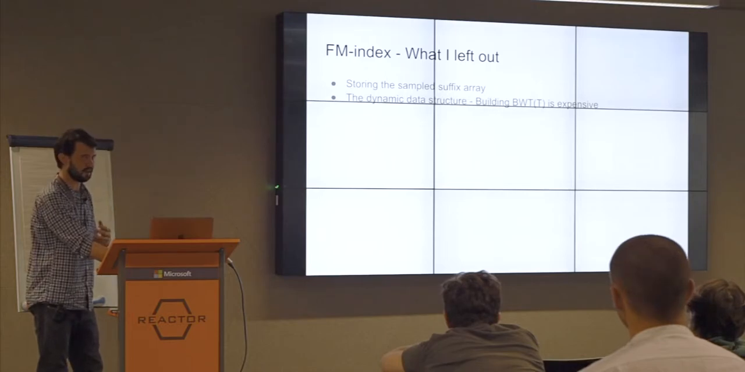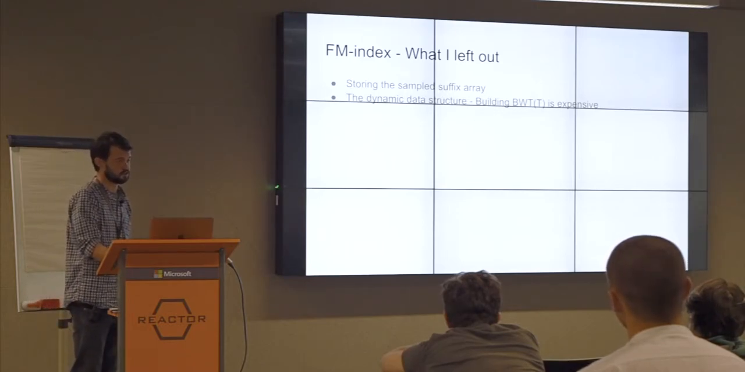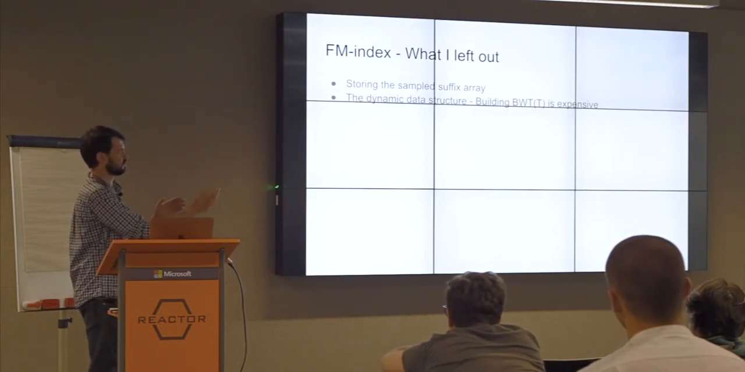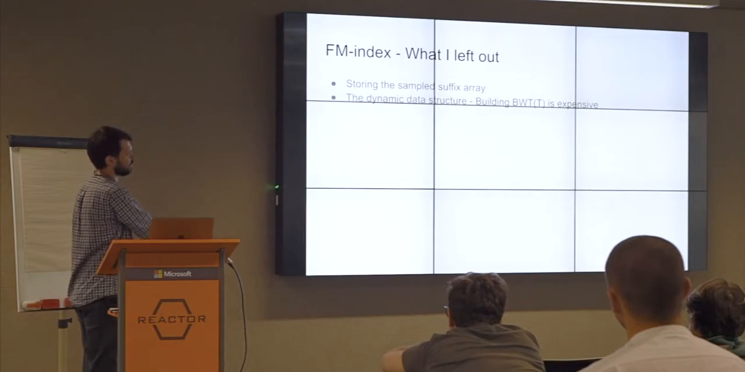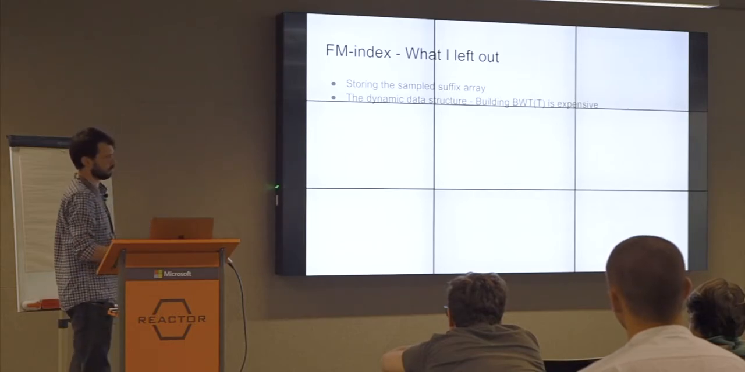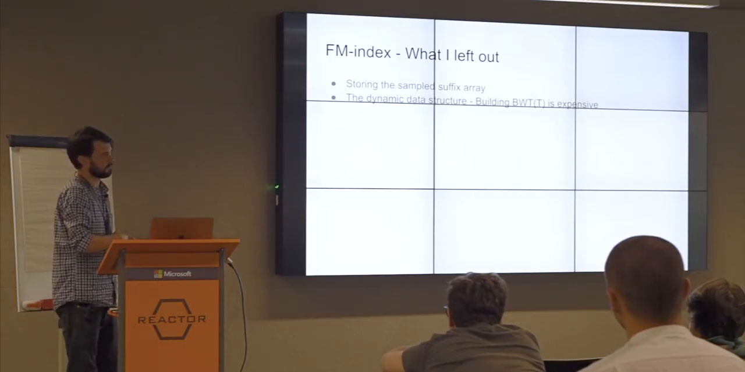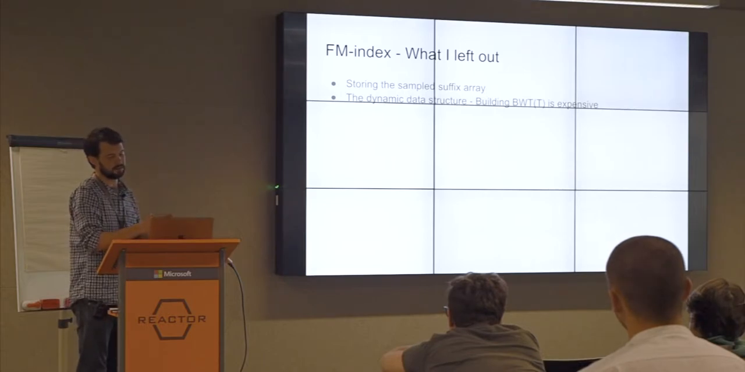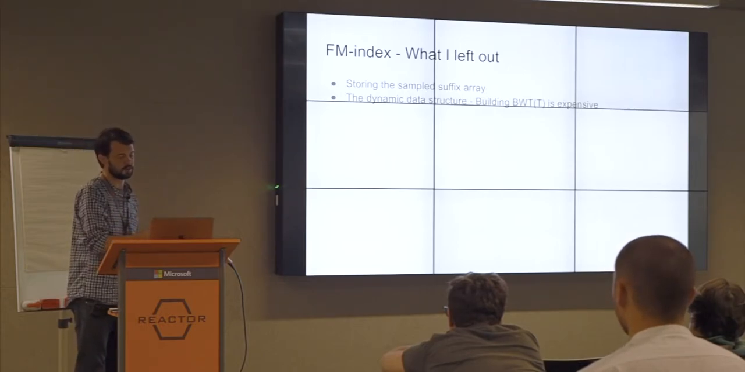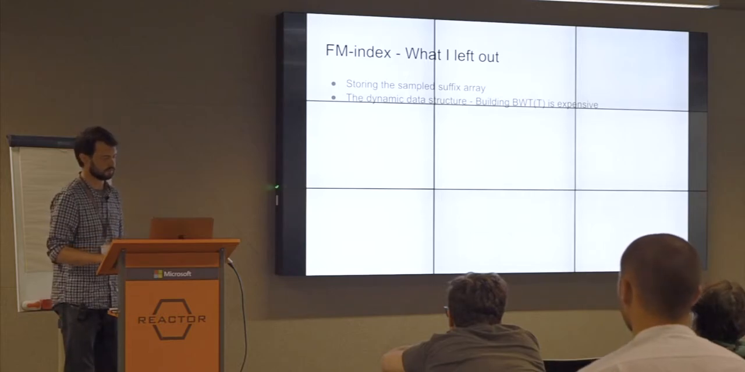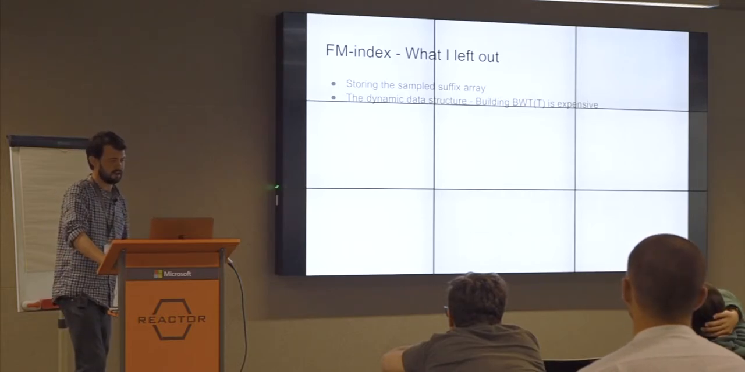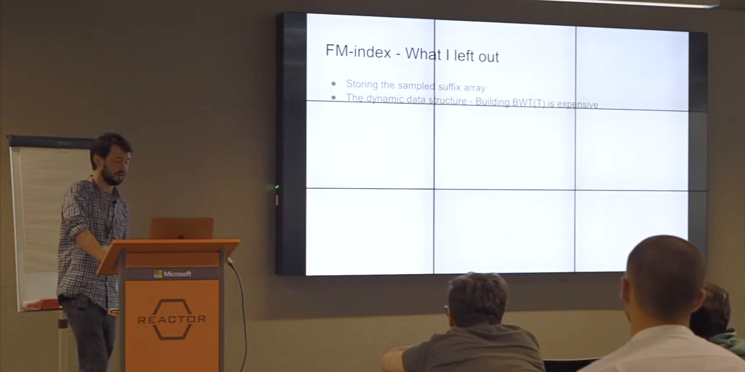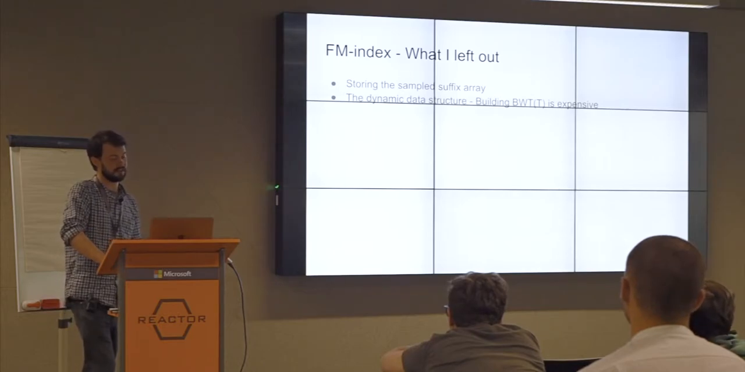There's a few things I left out from the paper. Storing that sampled suffix array, you probably noticed that all those positions were just on one side of F. I think the authors break the positions down into blocks, and then I think they use a B-tree sort of thing to store it. And the other thing I didn't include, which is quite important really, is a dynamic data structure.